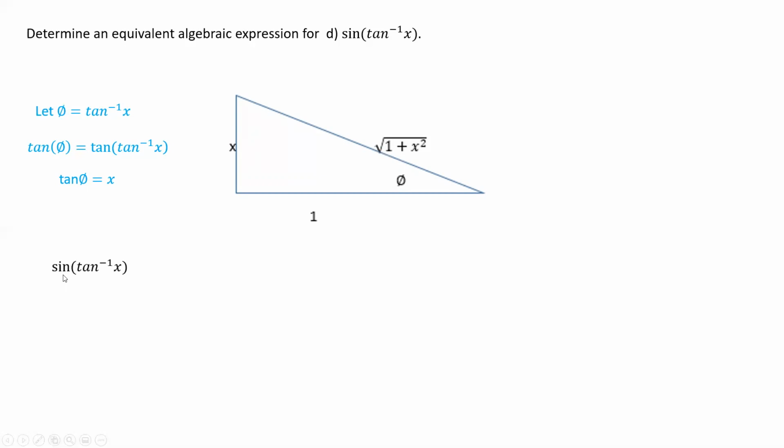We were working with the sine of the inverse tangent of x. We called the inverse tangent of x theta. So we've got the sine of theta. We go to the triangle, sine, opposite, over hypotenuse. Delightful.